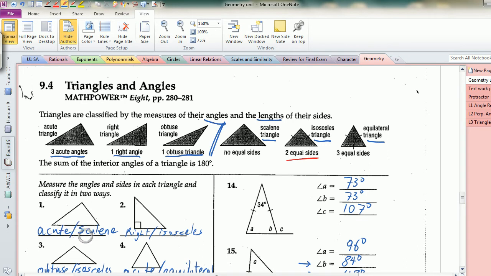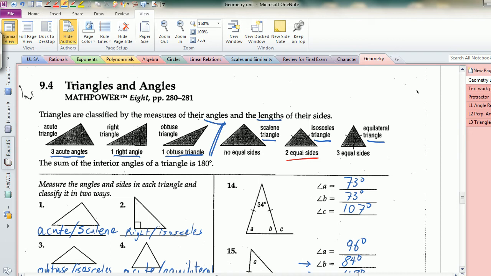Number one is an acute scalene. All three angles are less than 90, and all sides are different lengths. Okay. Number two is a right isosceles, because these two lengths are equal, and it is a right triangle.